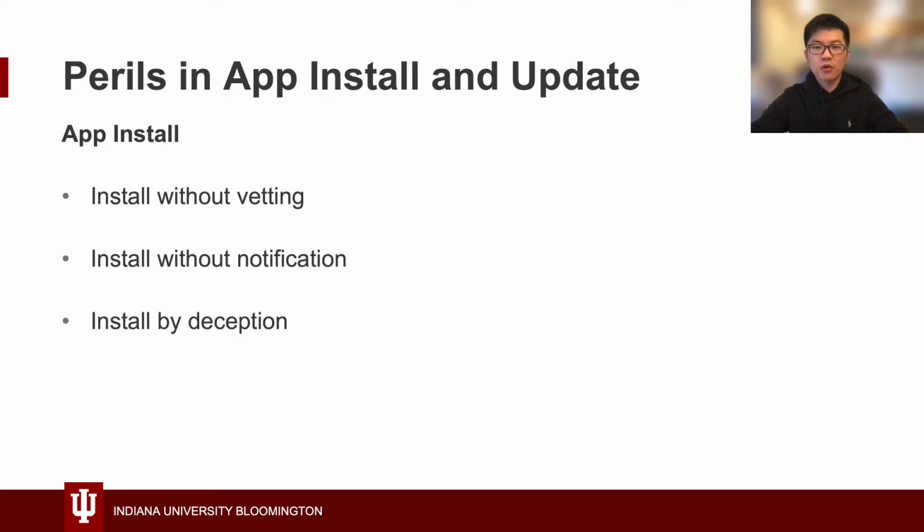In our research, we find three kinds of security risks of app install, including install without vetting, install without notification, and install by deception. In summary, we find 4 team chat systems do not vet at all. 5 team chat systems allow a malicious team chat app to be installed without notification, and 5 team chat systems allow a malicious team chat app to use the name and icon of another team chat app.